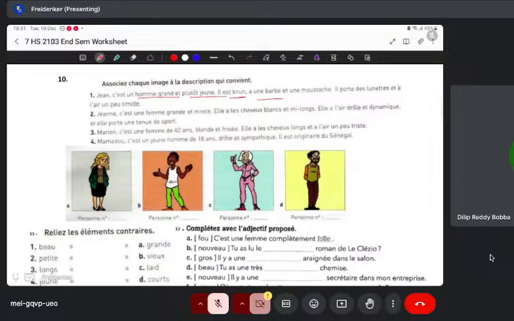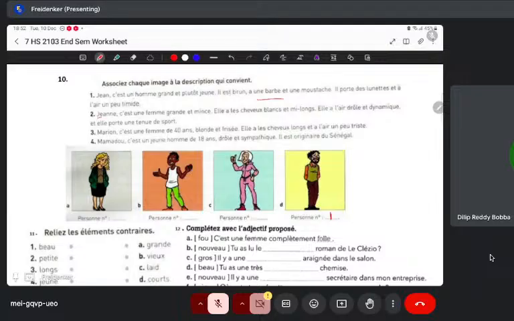Okay, let us look at the other. I mean, the only person who has a beard here is this guy, right? And a mustache as well. So, person number one is person D. Il porte des lunettes. Yes, he has spectacles. Et a l'air un peu timide. So, he seems a bit shy. So, yes, this is the person.